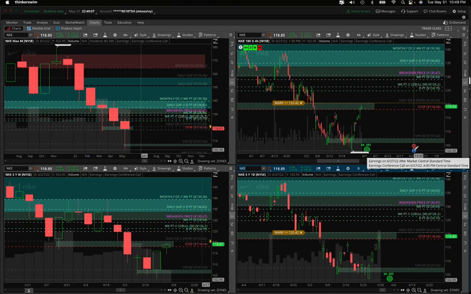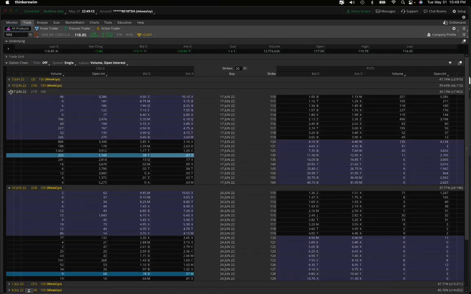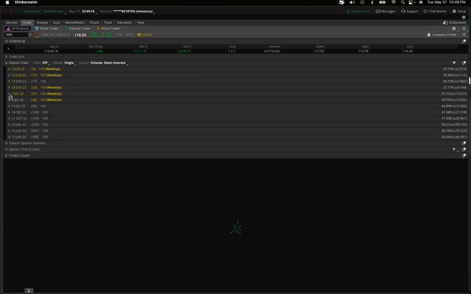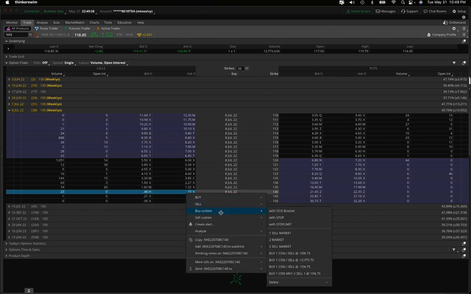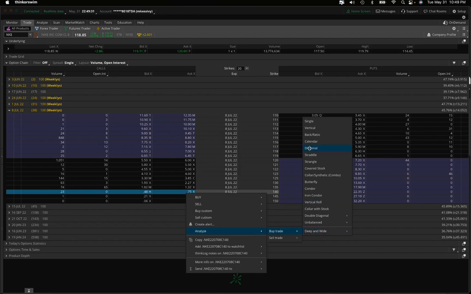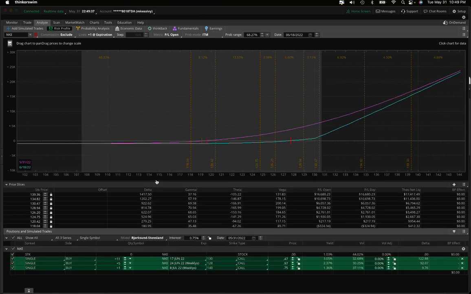Something else to also understand is that we have an earnings call coming up on June 27th. So with that information, let's also get one more premium for July 8th. Let's just get two of these at 140. So we just go to analyze, go to buy trade, go to single, and then basically what we do here.